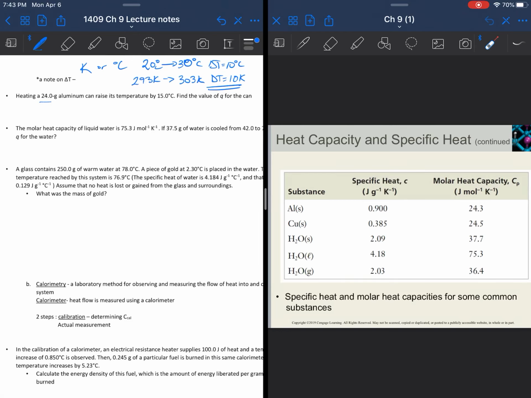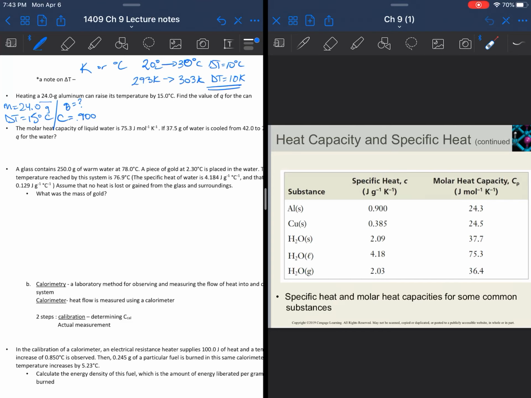So on the next slide, you have this problem. You also have it written out in your notes here. We are heating a 24-gram aluminum can. So we know our mass. We want to raise the temperature, so it's a positive delta T, right? Final is going to be greater than initial. So we are raising it 15 degrees C. We want to find q, so the only thing that we're missing is c, the specific heat.